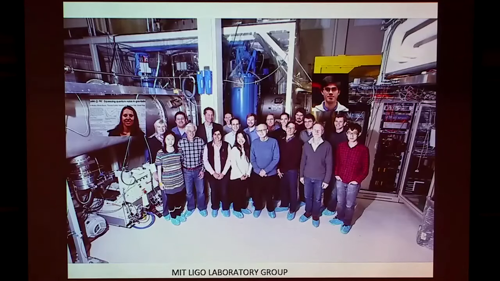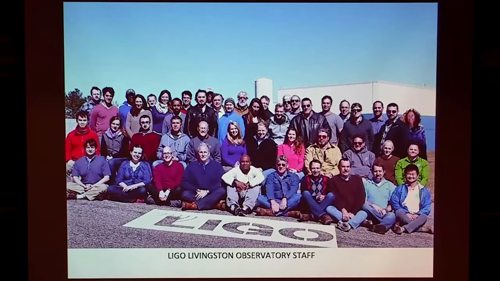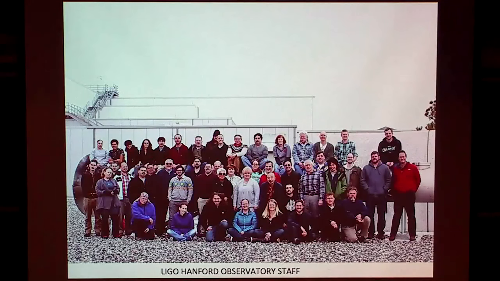Here's the MIT group. It's a smaller group, and that's just now, just recently. And here's the group at the sites. This is to give you a feel for the kind of manpower that's required. These are the people at the Livingston site, and then finally here are the people at the LIGO Hanford site. So there's probably 180 people, something like that, and that's where the money goes.